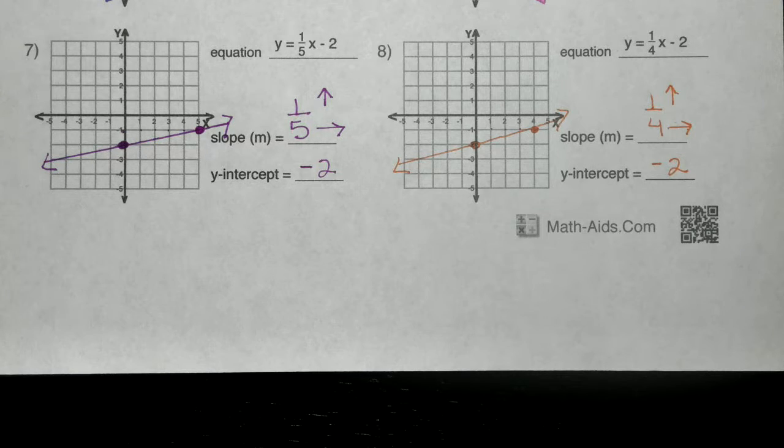So once you know how to find slope and y-intercept, your y-intercept is your starting point. Your slope tells you how to move, either up and down or left and right, to create the next point on that line.